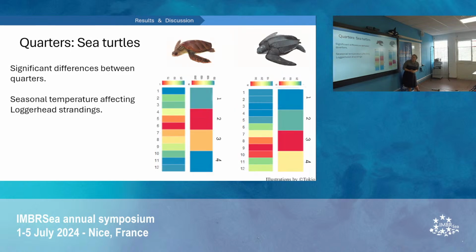Next, we had sea turtles, where there were significant differences between quarters for both loggerhead and leatherback sea turtles, such that loggerhead sea turtles were stranding more in quarter 2, and leatherback sea turtles were stranding more in quarter 3. And this could be due to several causes, such as seasonal temperature changes.